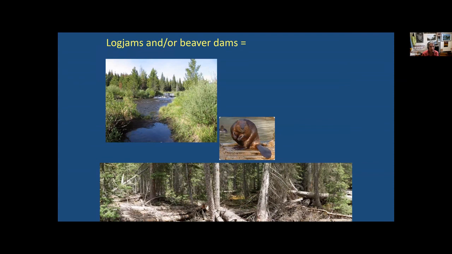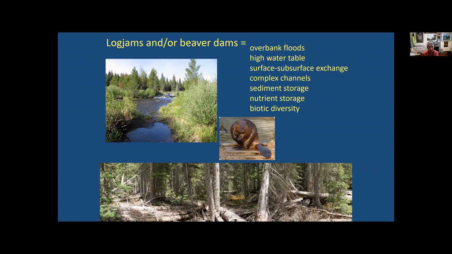So in these mountain rivers, when you have those sources of obstructions, log jams or beaver dams, you have all these secondary effects, overbank floods, a lot of infiltration and hyporheic exchange. So a high water table, surface and subsurface exchange with subsurface water storage in the hyporheic zone, and processes like denitrification, a very complex channel pattern, branching and rejoining channels, more storage of fine sediment, more storage of dissolved and particulate nutrients and organic matter, and much greater biodiversity.